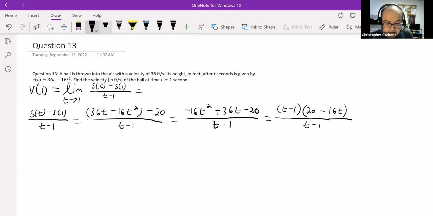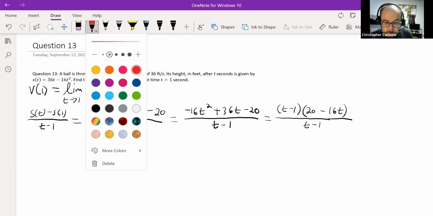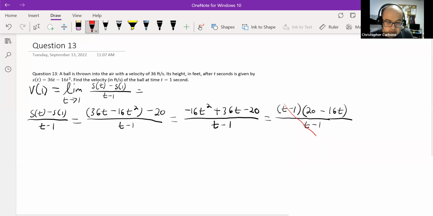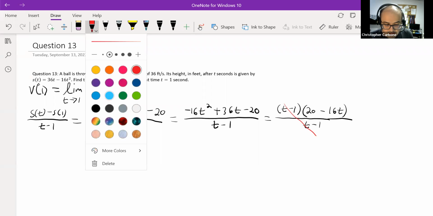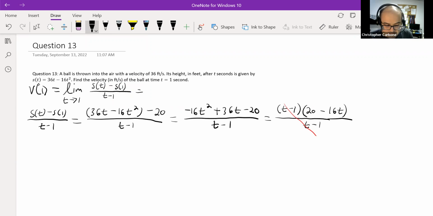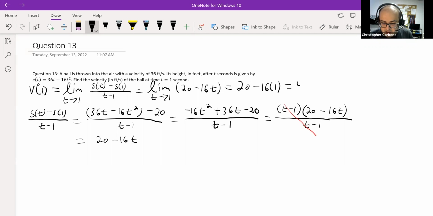And now we can see that the t minus 1s are going to cancel out. And then we would be left with 20 minus 16t. So let's rewrite that up here. The limit as t approaches 1 of 20 minus 16t. Replacing in the t with 1 now, since nothing stops it from happening, it's just 20 minus 16 times 1, which would just give us a value here of 4.